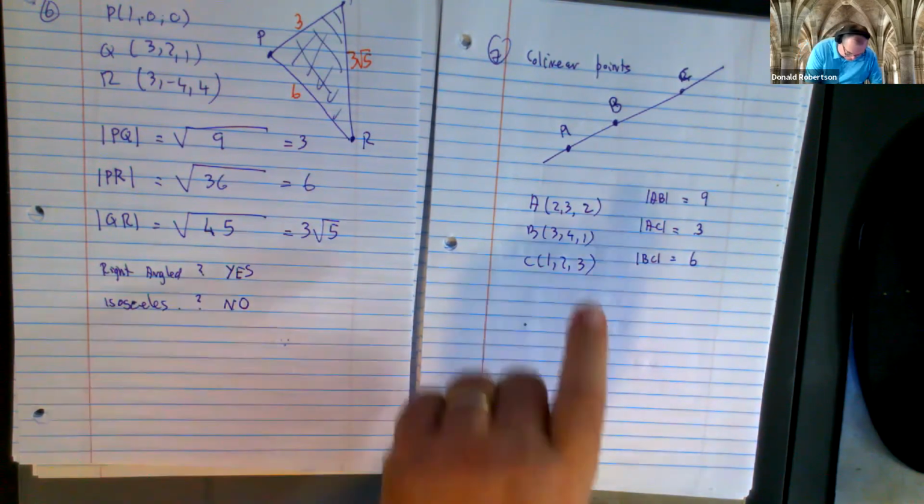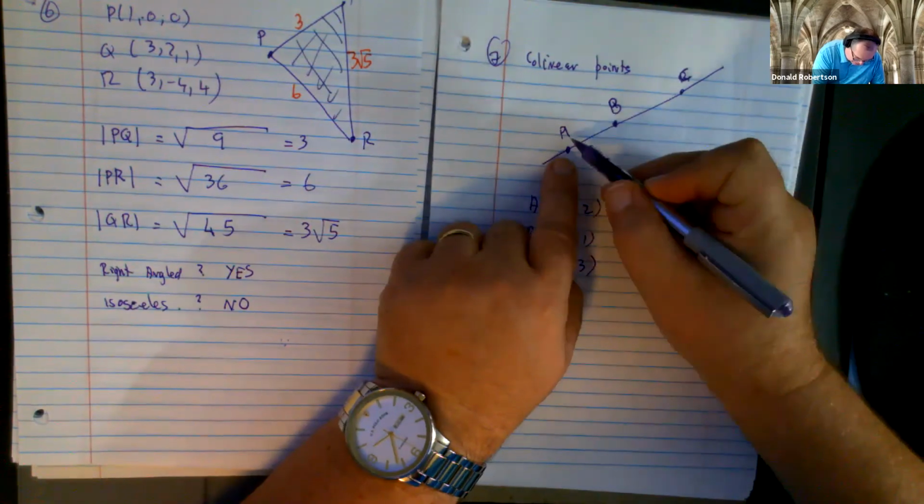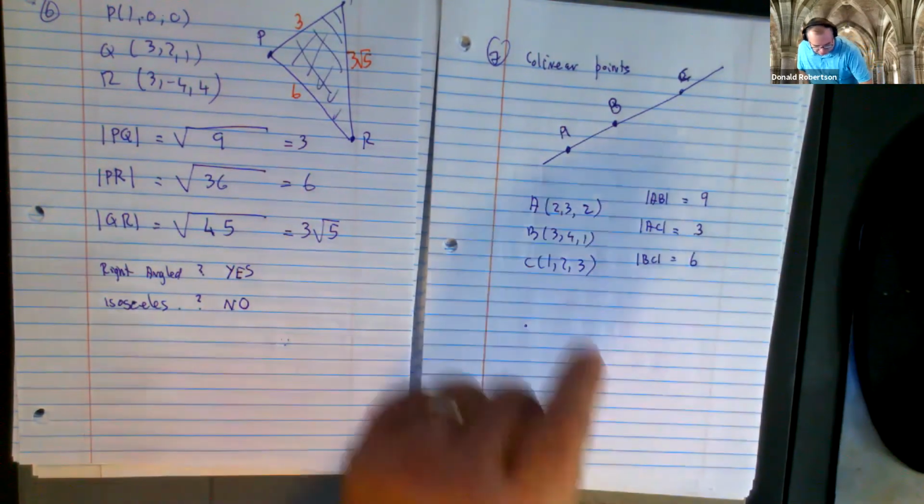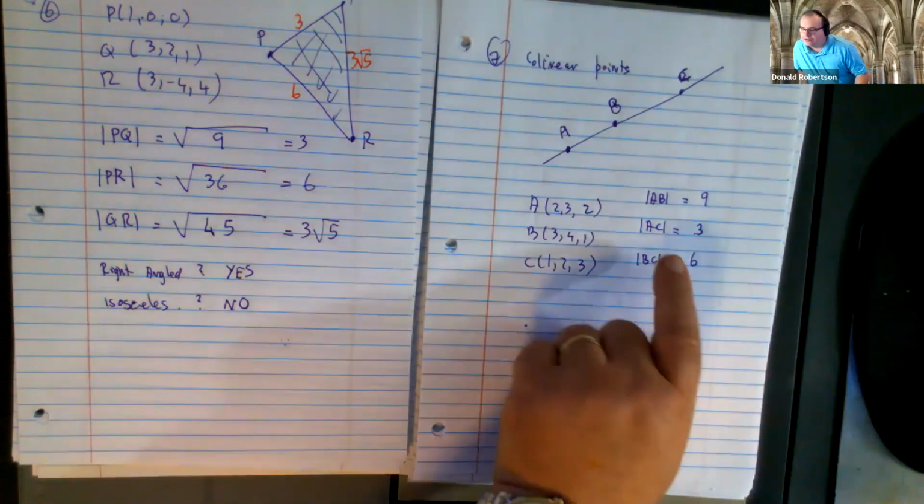Because remember, these points could have been in totally different positions. Couldn't A be here and C be here and B in the middle, right? So don't pay too much attention to where they are on the line. Focus just on these numbers.